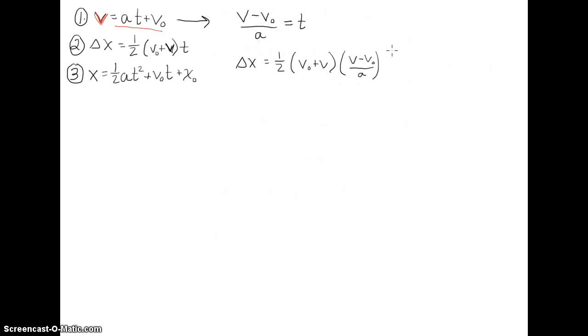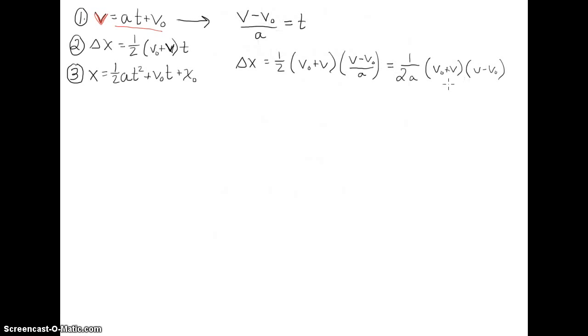And you'll just have to take my word for it, but I can take this a here and just move it out to the front, because the order that we multiply and divide things doesn't matter. So I'm going to just make things a little simpler. Write this as 1/2a times v naught plus v. You can check this by putting in numbers if you don't believe me. And v minus v naught.